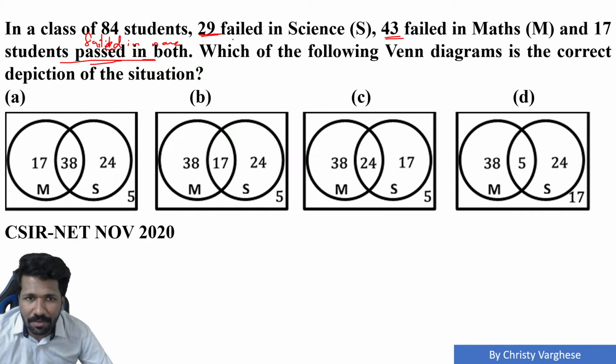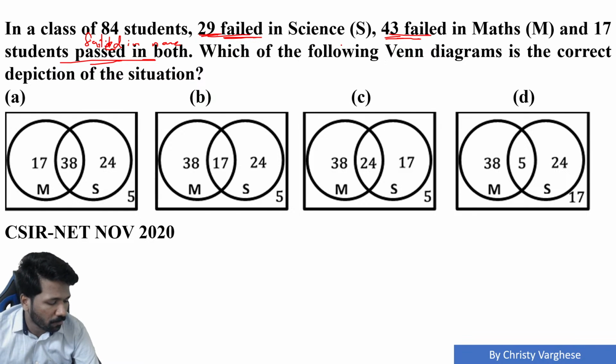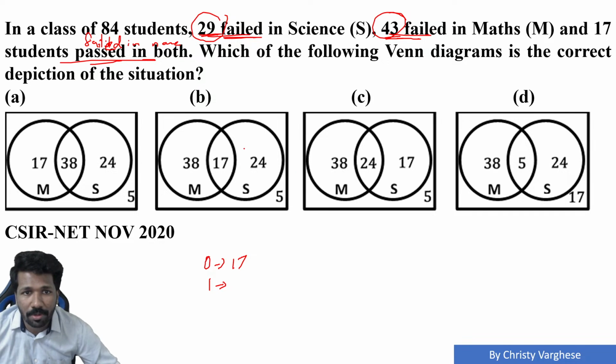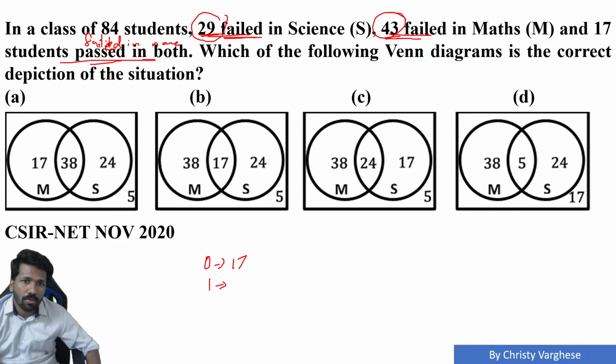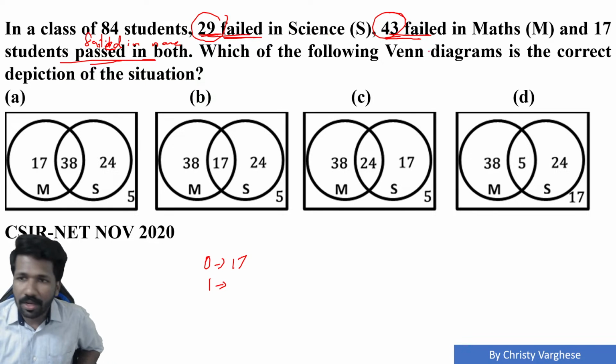Let us check with respect to failed perspective because 29 failed, 43 failed. So more data is about failed students. So 29 failed in science, 43 failed in maths and 17 failed in no subject. मतलब 0 subject fail हुआ 17 people, 1 subject fail हुआ मतलब that we cannot say now. But science fail हुआ 29 and math fail हुआ 43.